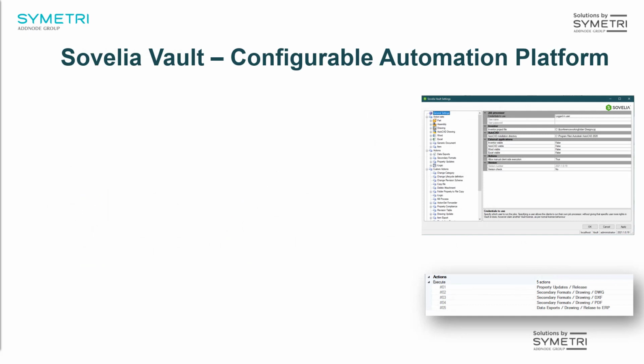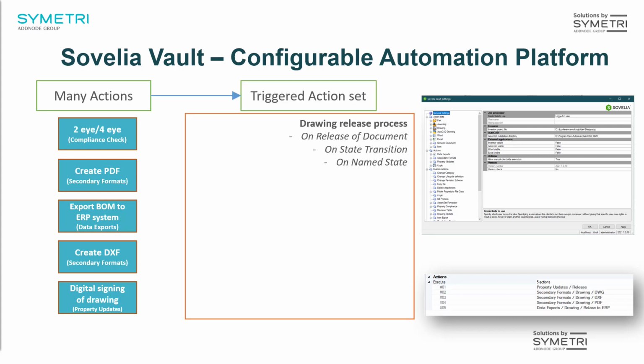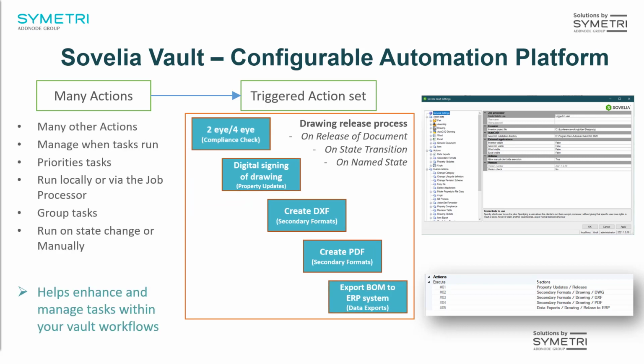At Symmetry, we recognise this and created Sevilla Vault. Sevilla Vault contains actions for the common activities required, property management, translation, data export, for example, but importantly, gives us the ability to configure options for these in an easy-to-use interface. We can then group these actions together in action sets and determine when these get triggered. We have the option to do this on state change, check-in, add, or even allow them to be manually triggered through the Vault client.